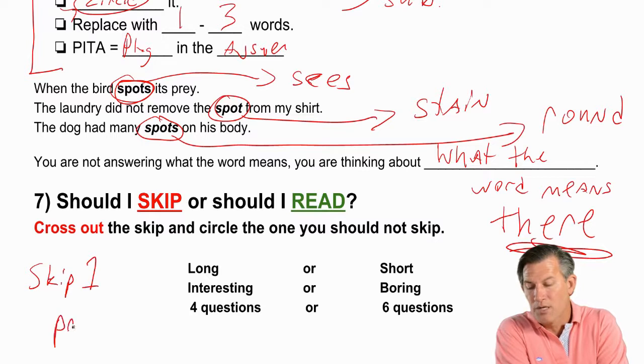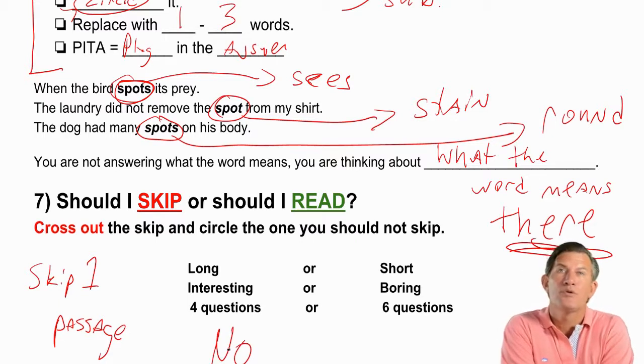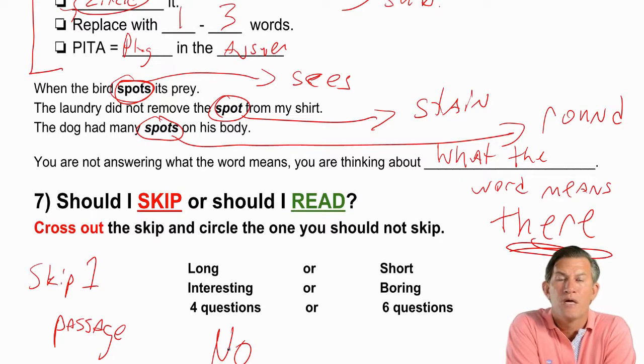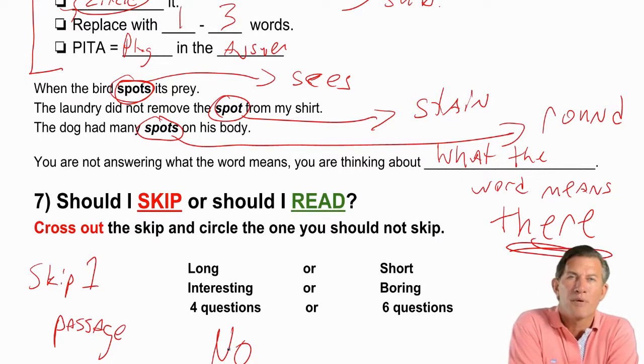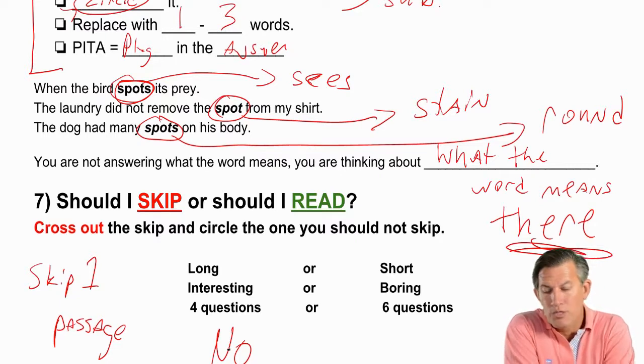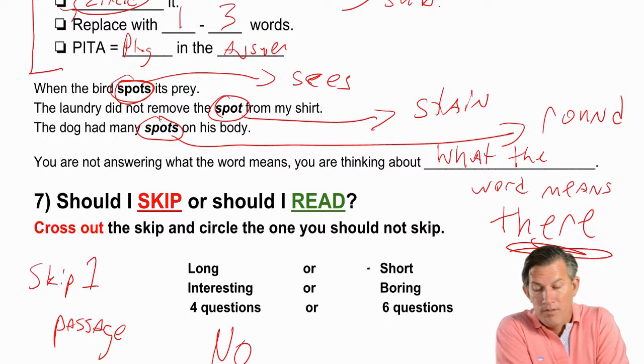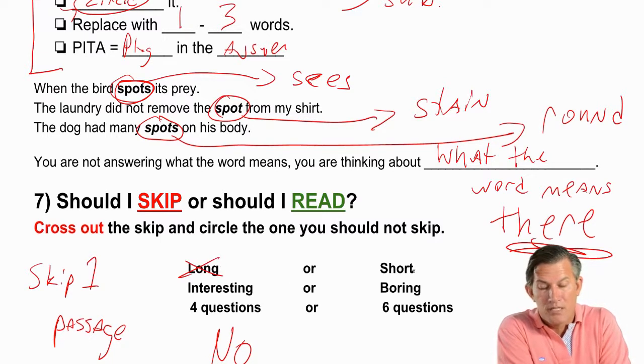Skip 1 passage. Okay? Do you have to do the passages in order? No. Do them in any order that you like. Okay? Always answer the first 2, and then don't skip around, but if you want to skip one, skip it. Should you skip one that's long or short? Well, if the passage is long, then you don't want to read it because it takes too much time.